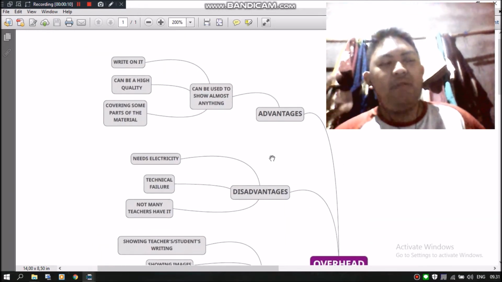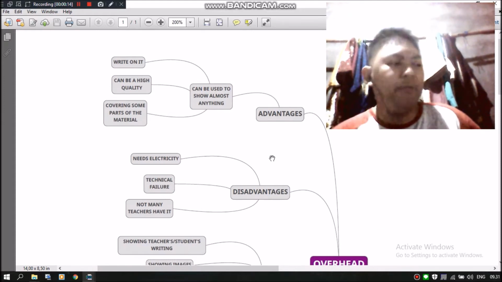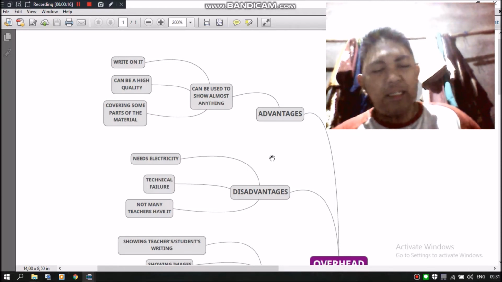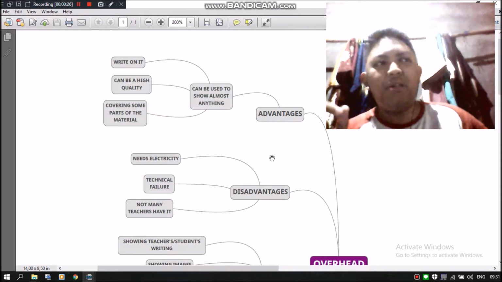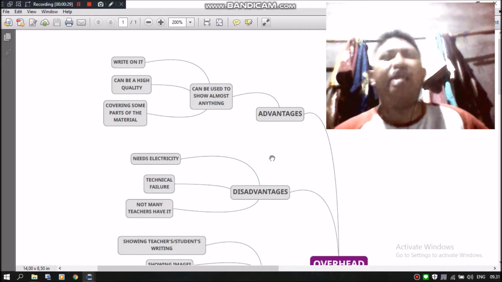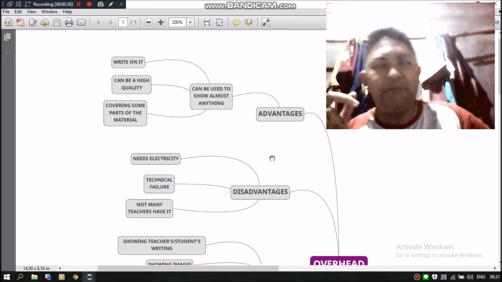The overhead projector can be used to show almost anything if you place a transparent, translucent thing on top of it, and it can be used to write anything you want on it, and it will show your writing directly onto the flat surface in front of it.